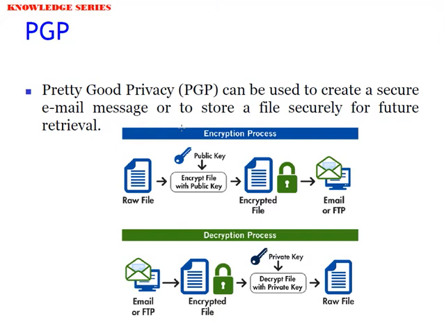PGP was commercially available, and it was based on plugins. You have to insert the plugin for your email, and thereby you are able to use it. That's why nowadays certain email clients like Microsoft Exchange, Outlook, Qualcomm, and Eudora have PGP plugins for exchanging information. So here you can see that a raw file is there.